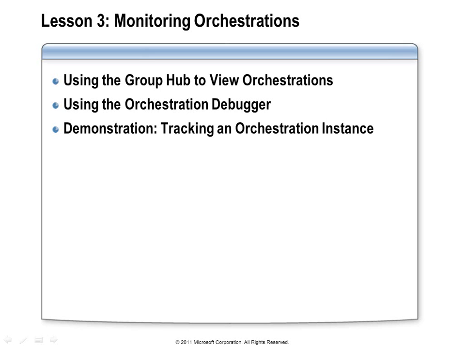In our case, our orchestration's pretty simple, but it can be very useful when your orchestrations become more complex and involve a lot of branching. You can use the orchestration debugger to see exactly which path the messages took through your orchestration. And then I'll close the lesson out with a demonstration so you can see what this looks like in practice.